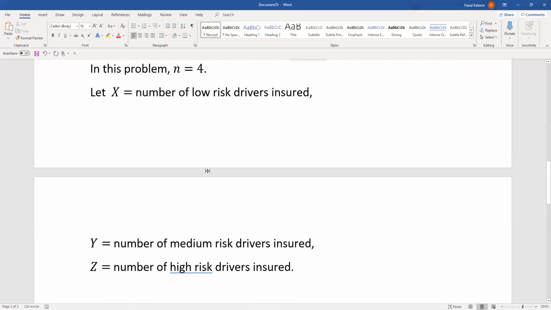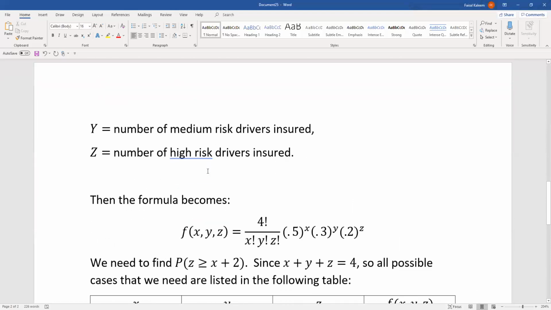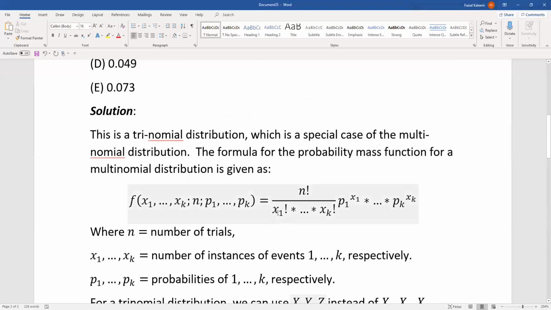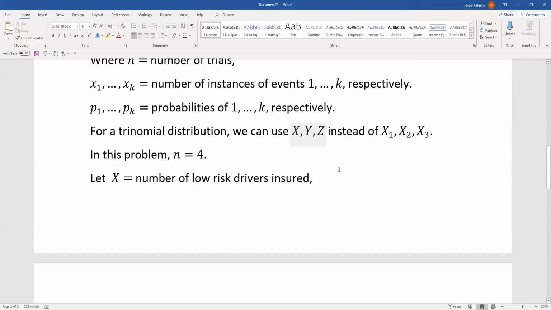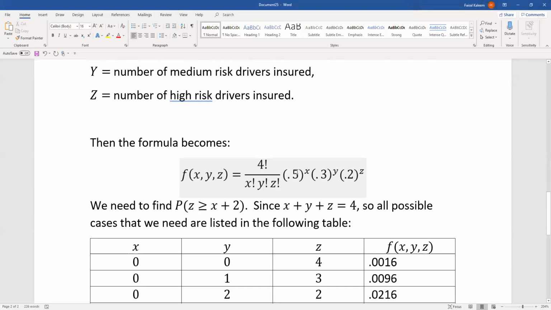And so this will become f of x, y, z equals n factorial, where n is 4 as we said before, over x factorial, y factorial, z factorial. The probabilities of the 3 types are 0.5, 0.3, and 0.2. So it would be 0.5 power x, 0.3 power y, 0.2 power z.